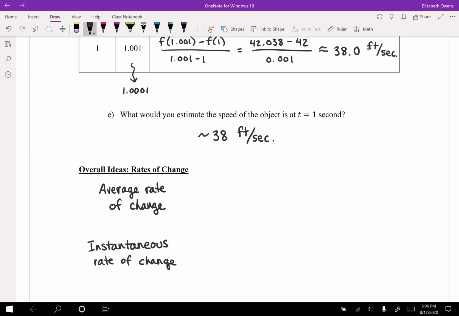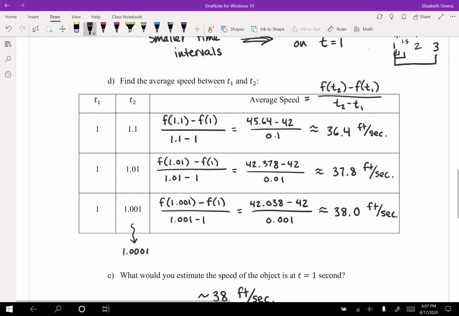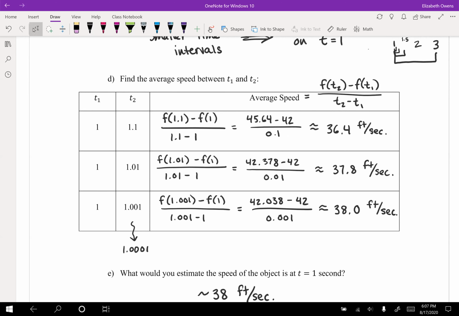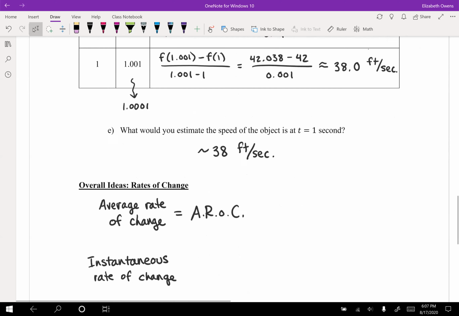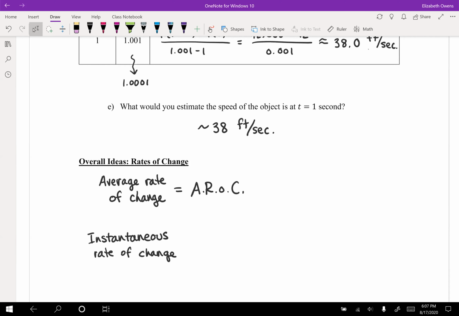Okay, so average rate of change is kind of a handful to write. So sometimes we'll abbreviate this AROC. And an average rate of change in general is just like what we were looking at here with our average speed. Speed is a rate of change. So we're going to use the same type of formula for an average rate of change in general.